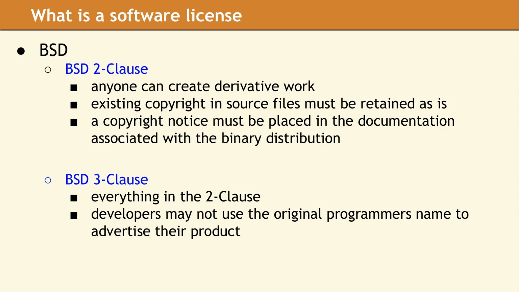The BSD series of licenses are among the most permissive open source licenses available. They place very few restrictions on how the source code can be used. They allow anyone to create derivative work and use it for nearly any purpose. The only constraints that the two-clause BSD license places is that the existing copyright must be retained so that the original author is correctly attributed, and that a copyright notice must be placed in your documentation if you distribute binaries. The three-clause BSD license adds the additional constraint that you may not use the original programmer's name to advertise your product that uses a BSD library. Other than those restrictions, you are free to use BSD licensed source code in closed source applications or for any purpose you desire.